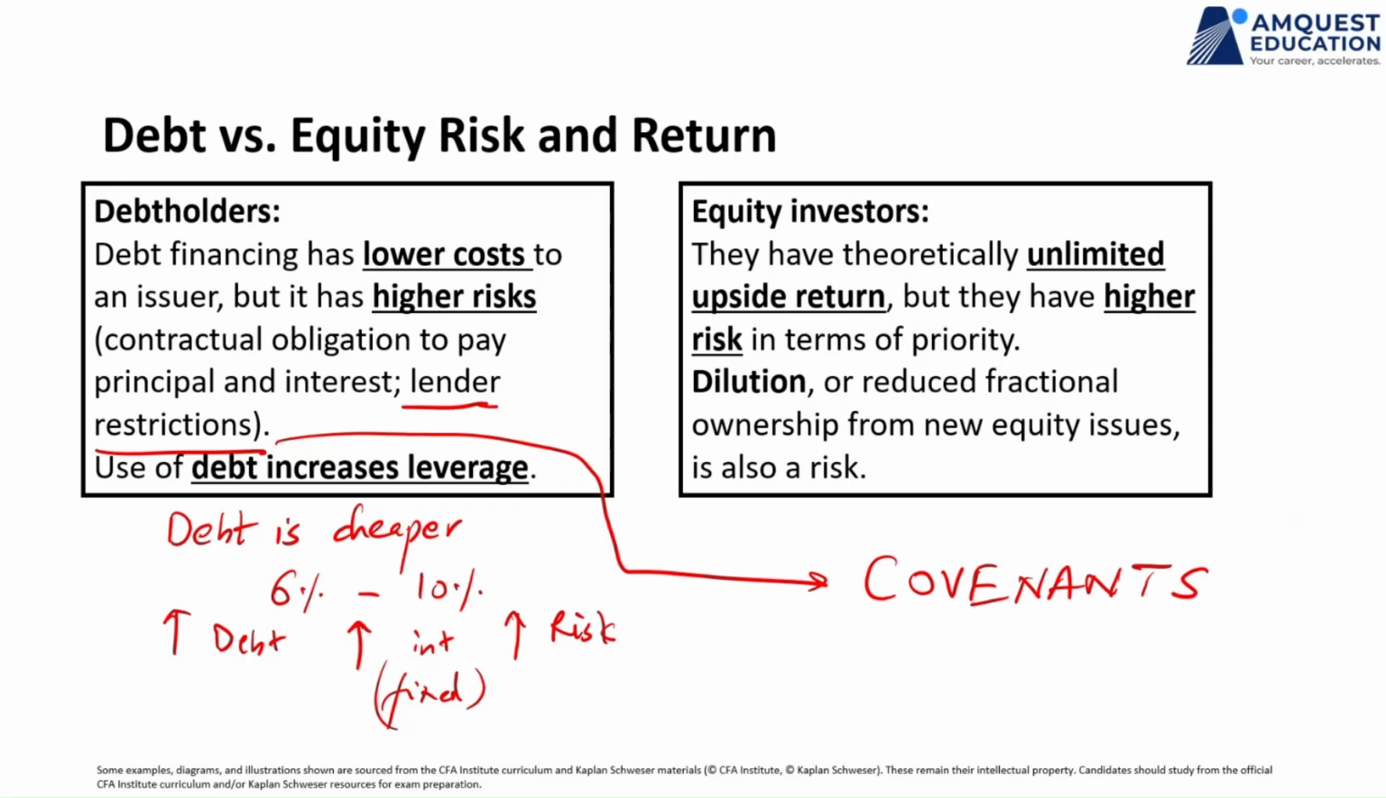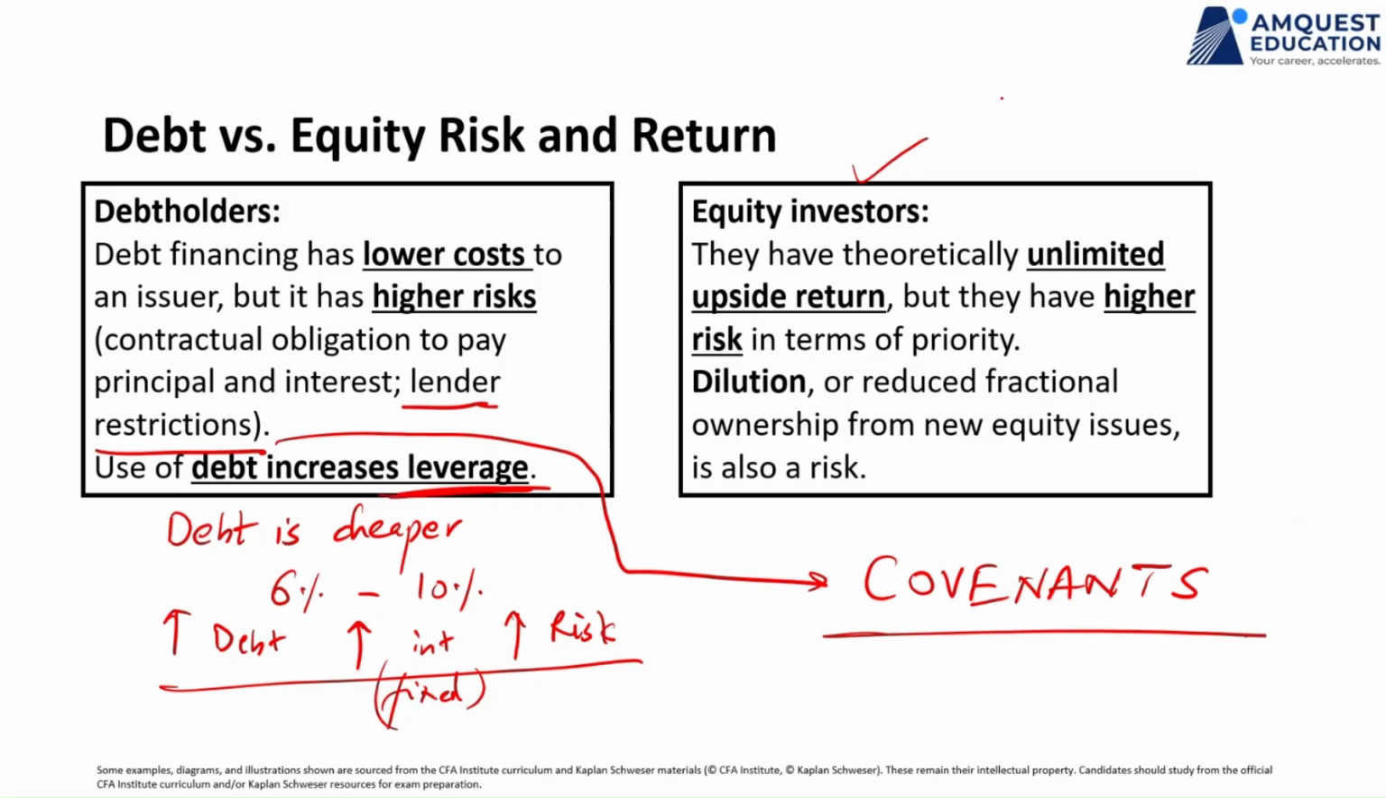Covenants will mean you cannot do XYZ things because these things are detrimental to the interest of the debt holder. So there are both goods and bads of debt borrowing. You get it at a cheaper cost. It is less expensive as compared to equity. However, the disadvantages are you have to make a fixed payment. There may be restrictions and the debt increases leverage.